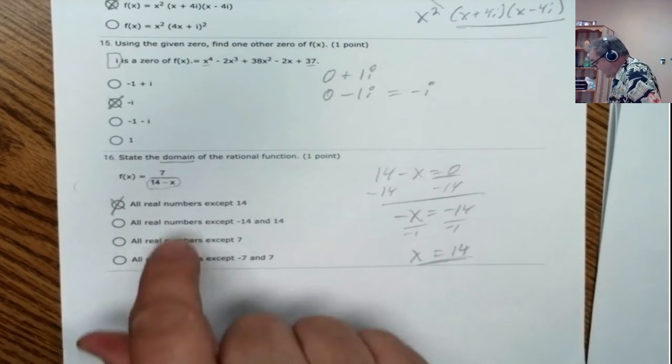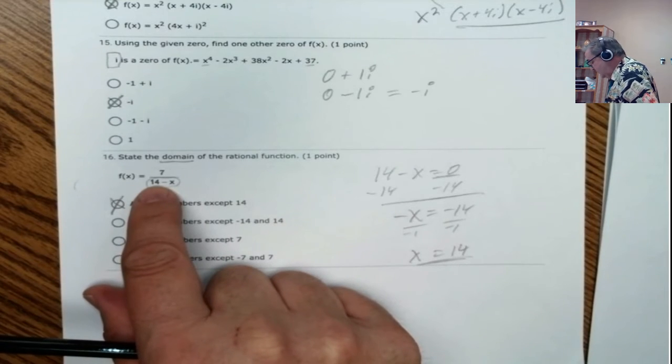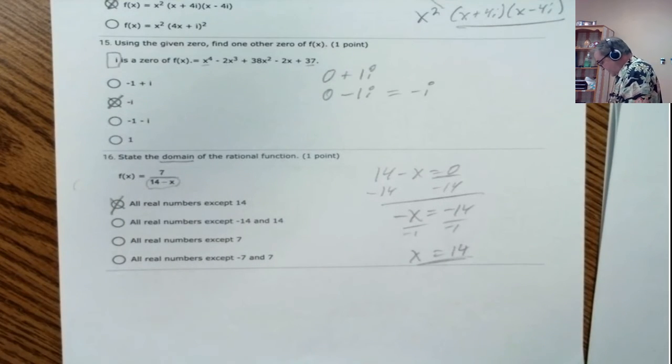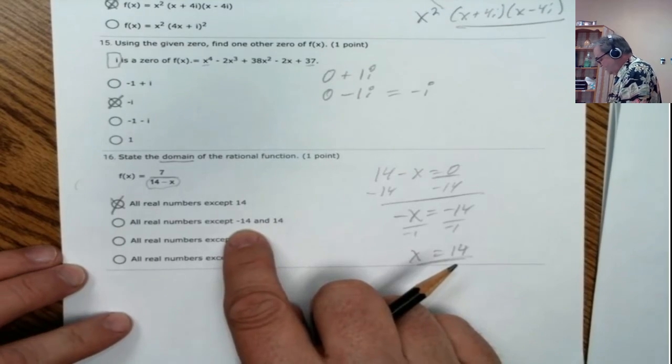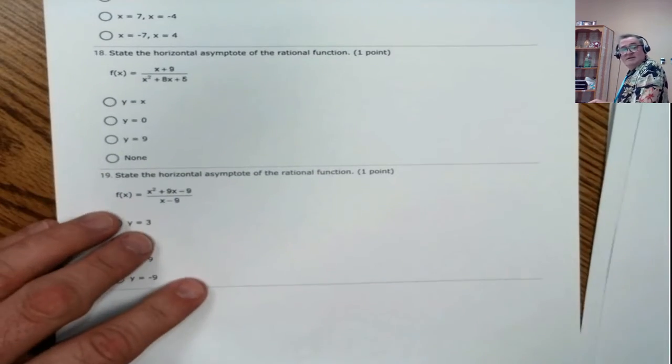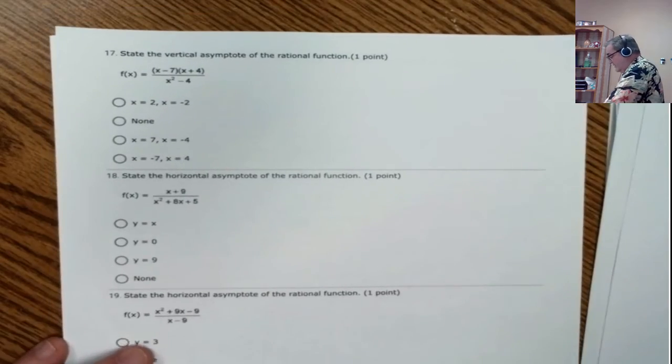It's fine if it's negative 14, because 14 minus negative 14 would make it a 28, since you're subtracting a negative. So that's fine to have negative 14. We just cannot have positive 14. All right, we just got a few left.